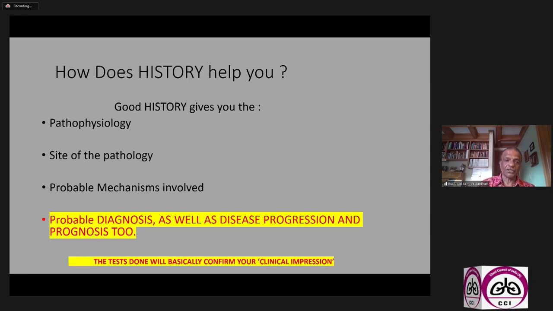And how does a history help you? As you are taking the history from the patient, you can actually imagine the pathophysiology. As the patient says, "I am stuffy," that indicates usually some anatomical problem or swelling of the tissues, probably because of inflammation. The patient says, "I'm sneezing, I'm itching," that indicates histamine release. And these are all things that have to go through your mind as you are taking the history.